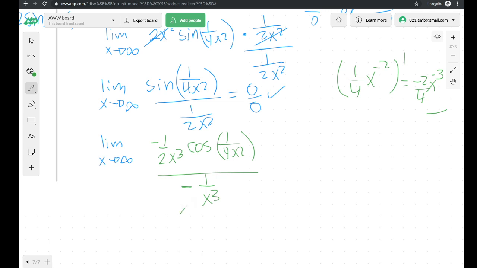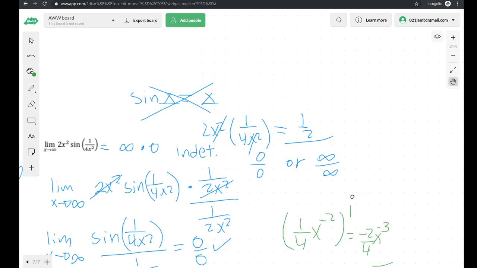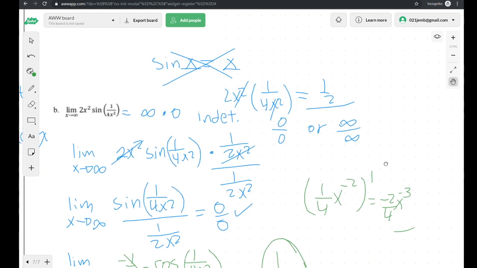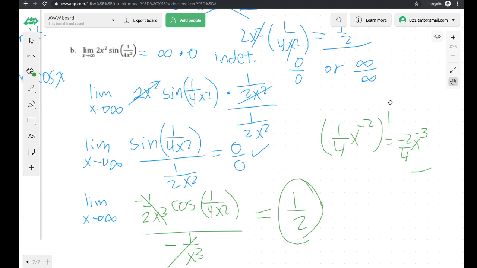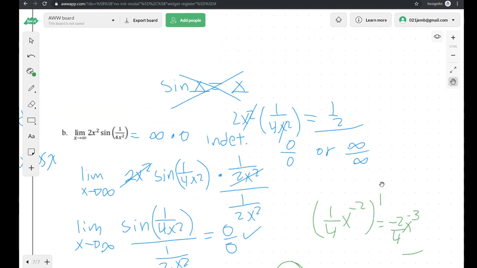The negative 1 over x cubed cancels out, and cosine of 1 over 4x squared as x approaches infinity is cosine of 0. Cosine of 0 is 1, so that's going to be 1/2. That's the value of the limit using L'Hopital's rule. If you use a Maclaurin series approximation with k equals 1, you're going to get the same answer, but that's not valid, so don't use that.